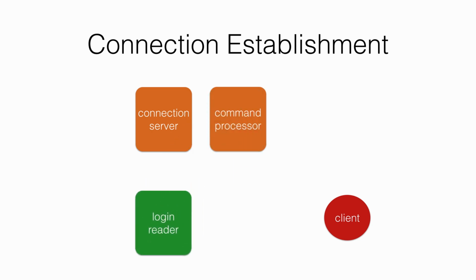So let's look visually at how VSFTPD operates. Here we have a server and a client. The client sends a TCP connection request to the server in an attempt to start an FTP session. Upon receiving this request, the server forks and execs to create a command processor. This command processor then forks again to create a login reader, and the login reader now runs at lower privilege.